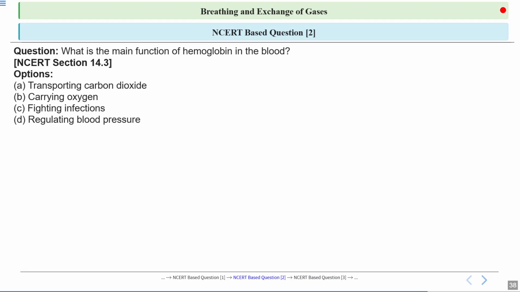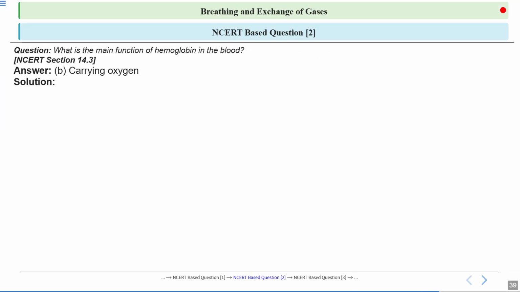Next question. What is the main function of hemoglobin in the blood? This question is coming from the NCERT section 14.3. A. Transporting carbon dioxide. B. Carrying oxygen. C. Fighting infections. D. Regulating blood pressure. Let us see the answer. So the correct answer is B. Carrying oxygen.